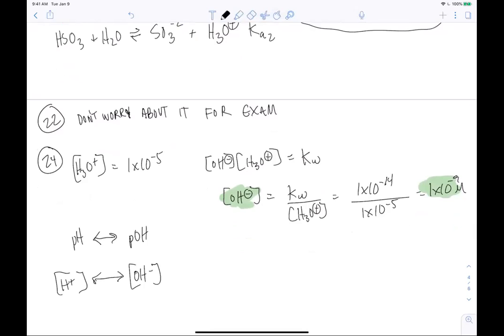And H plus and OH minus. You should be able to do this straight, like reasonably easily. So this is, you take the negative log. Yeah, I don't want to write them all out. But yeah, you should be able to jump around between these.